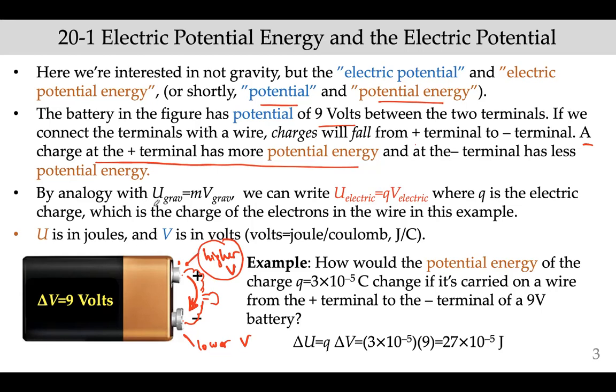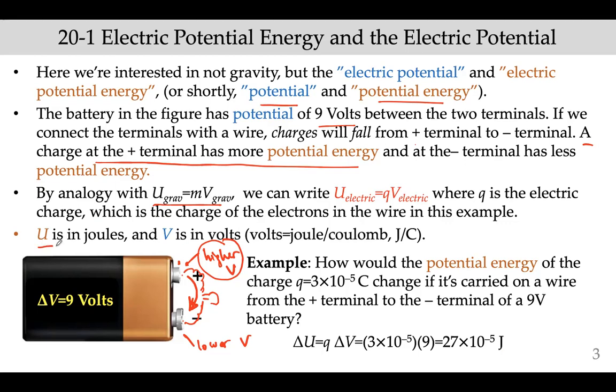So by analogy with what we wrote in the previous slide, we can make the analogy, but now instead of mass, we have electric charge. And in this case, it's the charge of the electrons in the wire in this example.